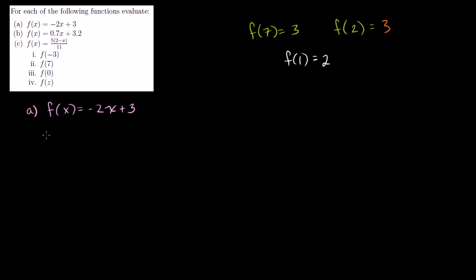And they want to know what happens when x is equal to negative 3. This is telling me what do I do with the x? What do I produce? So wherever I see an x, I replace it with a negative 3. So it's going to be equal to negative 2.